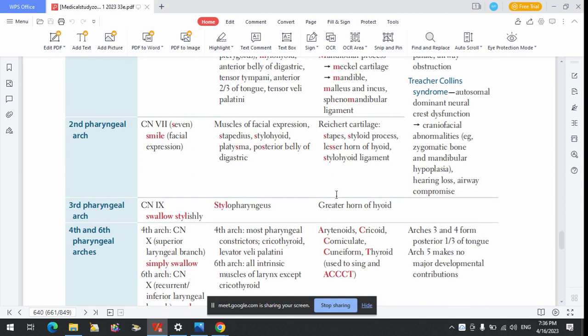It's also forming the stapedial muscle and the hyoid structure, the lesser horn of the hyoid. The greater horn is by the third arch. The greater one will be the third.